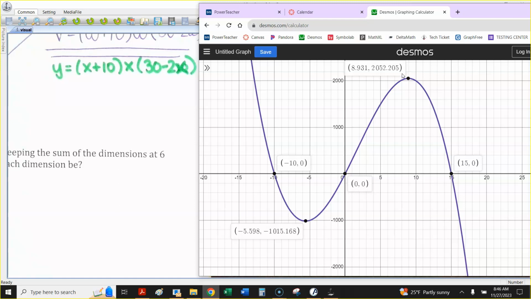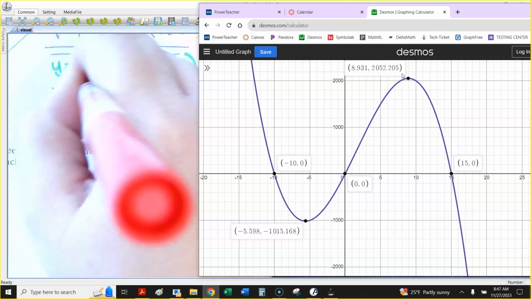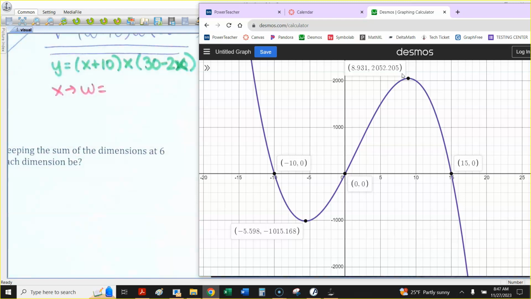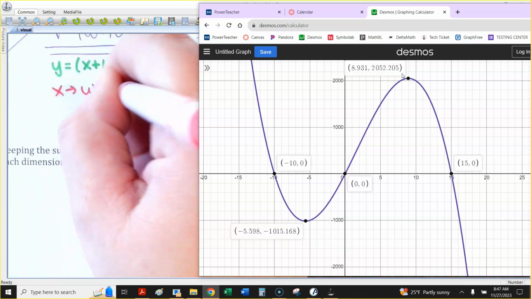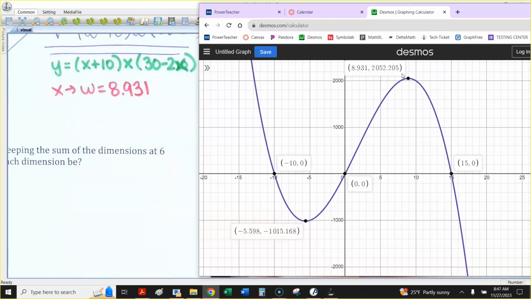And some of these have nice answers and some of them don't. This one does not. In this case, x, which is really the width, is going to be that 931. And this is supposed to be in inches.